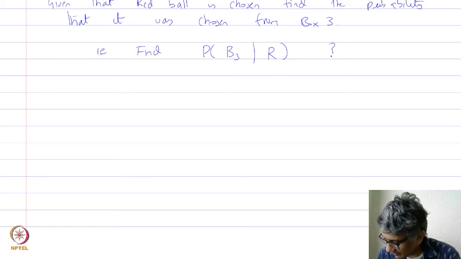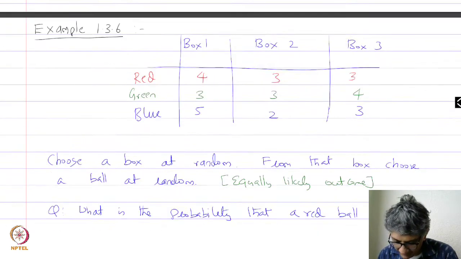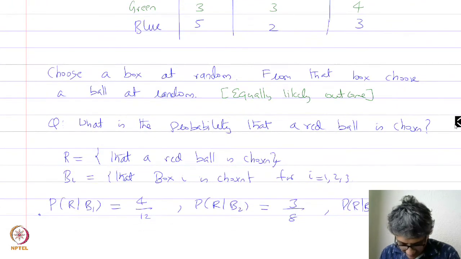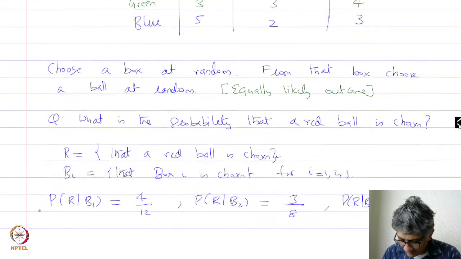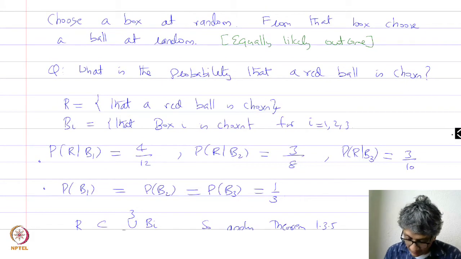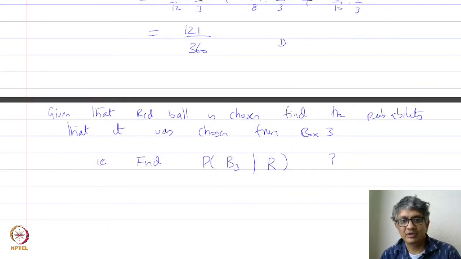Now this is sort of intuitive, right? Because now I'm going in reverse. Here I went forward. I said I had these boxes, I had these collections. I knew R given B1, R given B2, and R given B3, because that's the conditional probability of an equally likely experiment. So I know exactly what's going on, and then I want to know the probability of R. That was easy to do. But now I want to go in reverse. I want to find the probability of B3 given R.